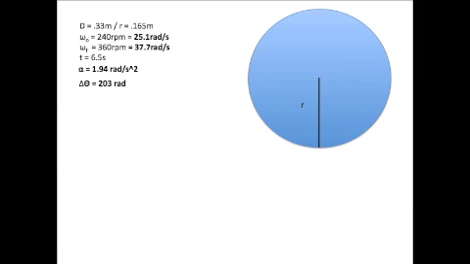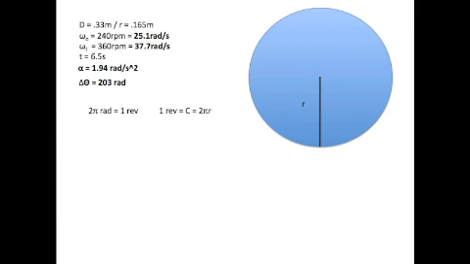However, there's one minor setback. We're not done yet. Even though we have delta theta as 203 radians, that still doesn't tell us the distance that a point on the actual wheel traveled during this 6.5 second period. So we need to convert this from radians into actual meters, an actual measurable distance. Just keep in mind that 2 pi radians equals 1 revolution, and 1 revolution equals the circumference of a circle, and the circumference of a circle equals 2 pi r. So, conversions all over again.